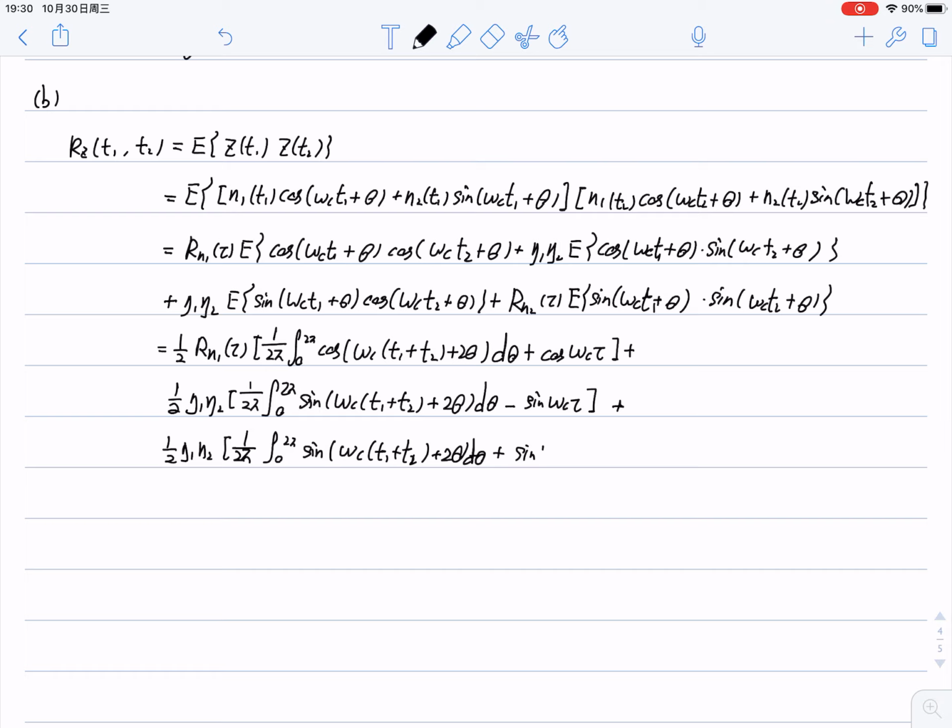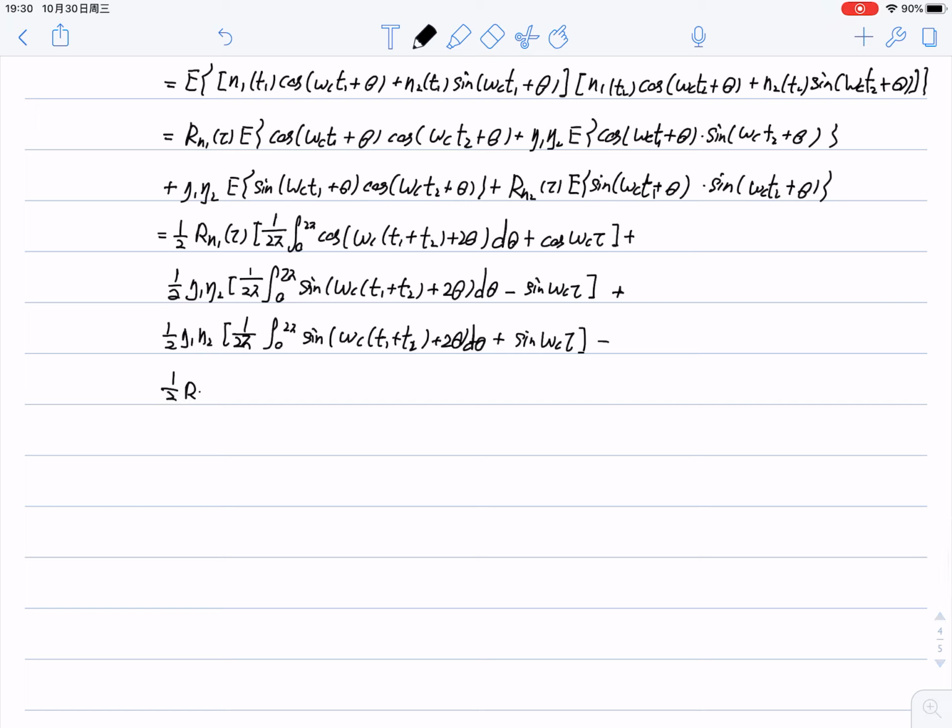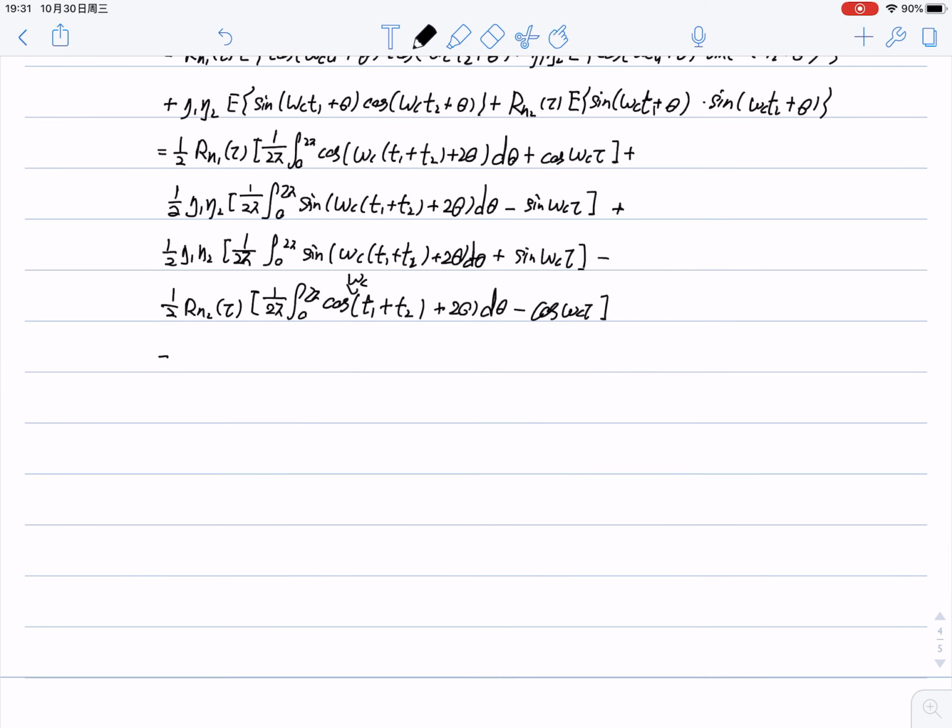and plus sine(ωc τ), then minus 1 over 2 Rn2(τ) times 1 over 2π the integral of cosine(ωc (t1 + t2) + 2θ) minus cosine(ωc τ), which should equal 1 over 2 of Rn1(τ) plus Rn2(τ), then times cosine(ωc τ). The final result is Rz(τ).